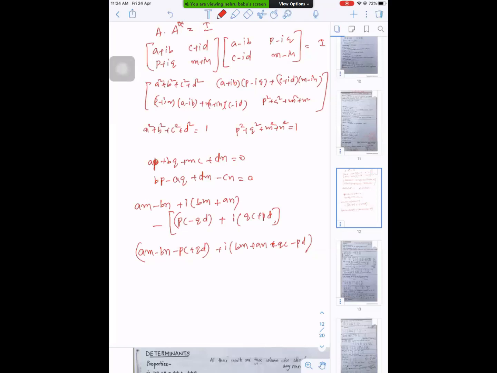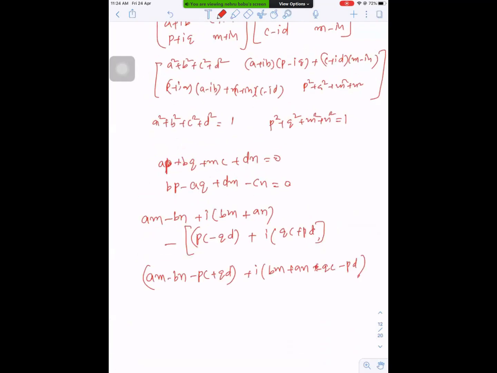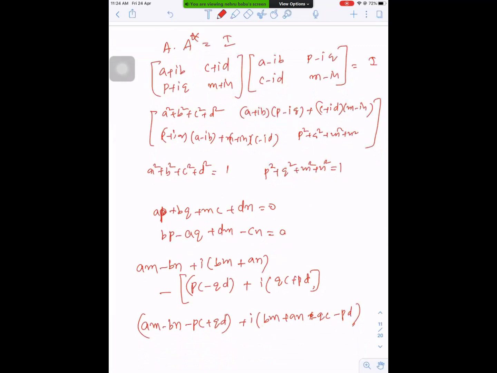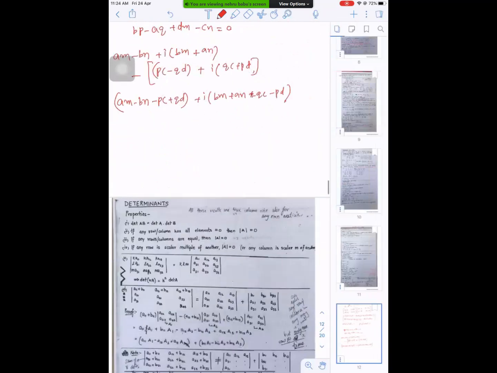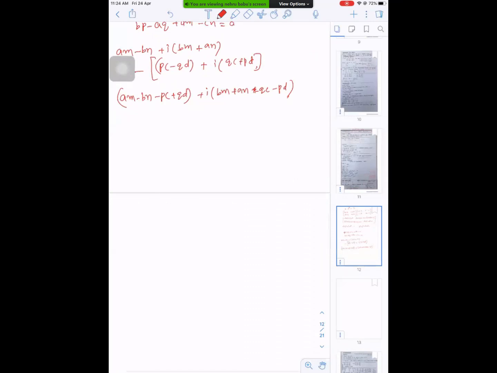That A star. One minute. Wait. What we did is correct, but the calculations are coming lengthy. So instead of that, take the results like A, B, C, D as complex numbers. This is my A matrix. The A star matrix is A bar, B bar, C bar, D bar.